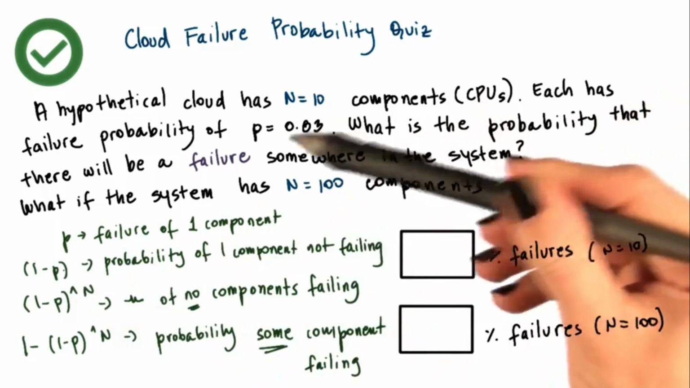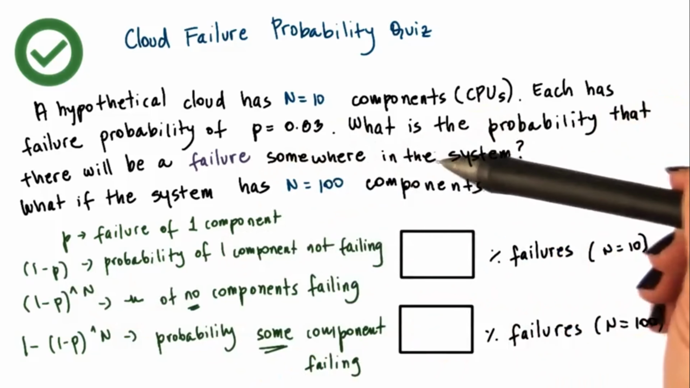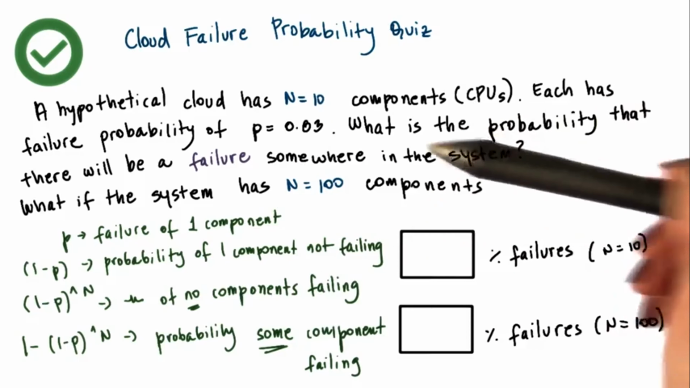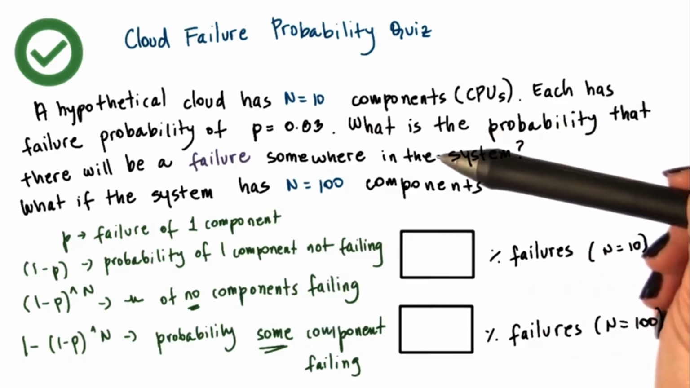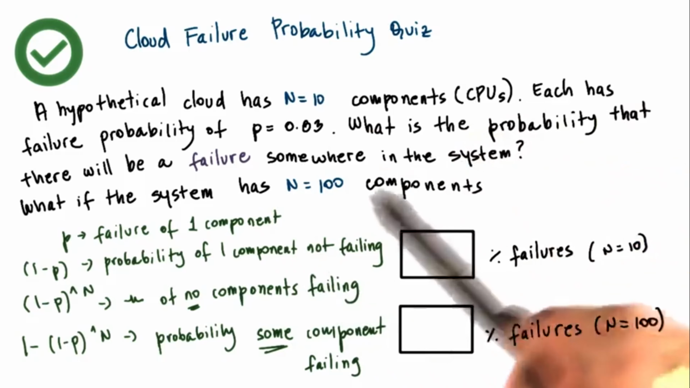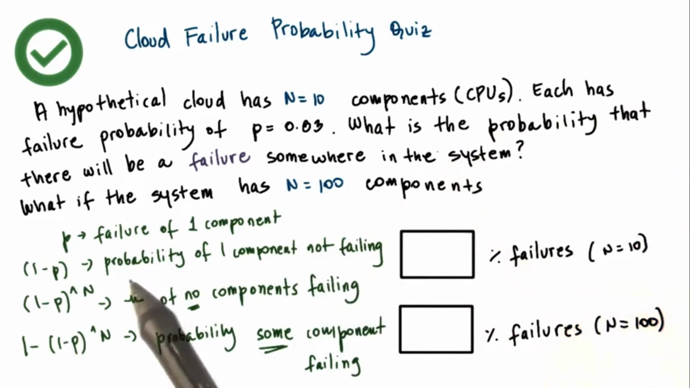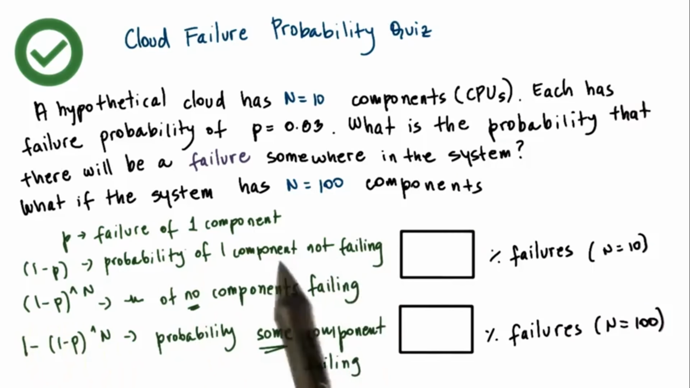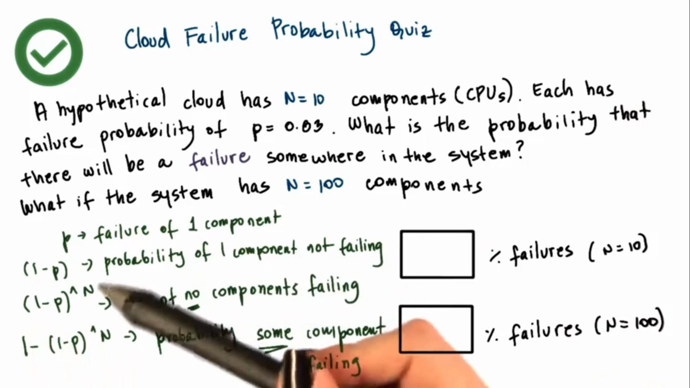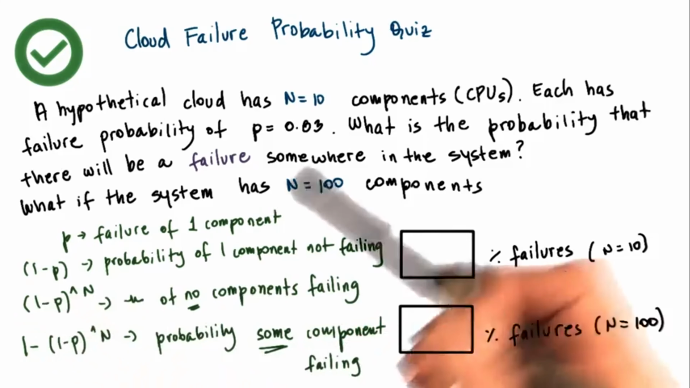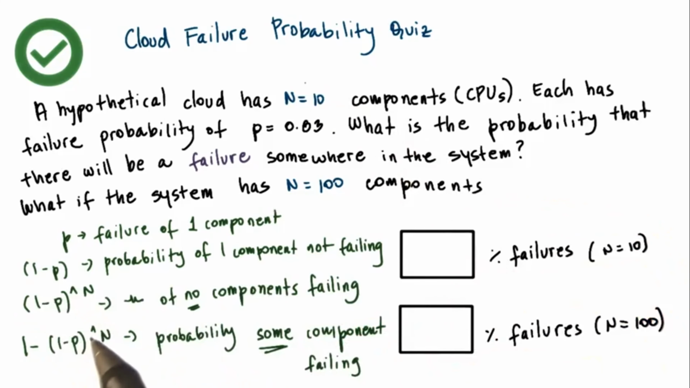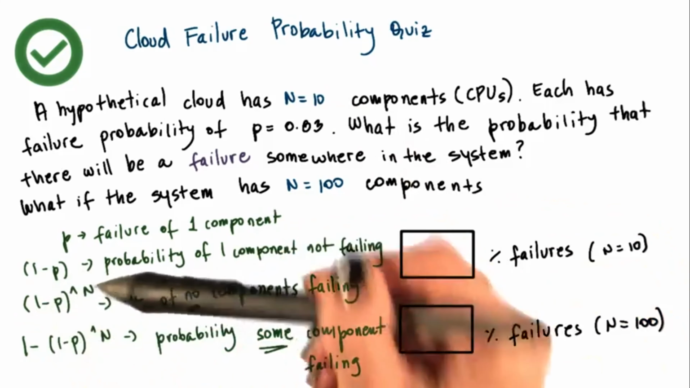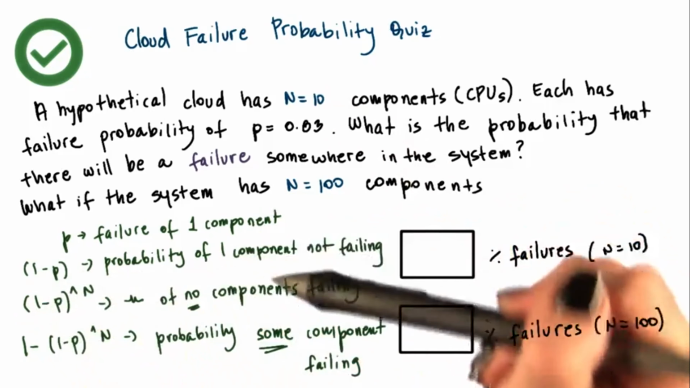For there not to be a failure anywhere in the system, so we're trying to answer the inverse of this question, that means that not a single one of the components in the system should fail. If the probability of one component not failing is 1 minus P, then the probability of no components in the system failing is (1 minus P) to the n. There are a total of n components in the system. So this will be the probability that nothing will go wrong in the system.